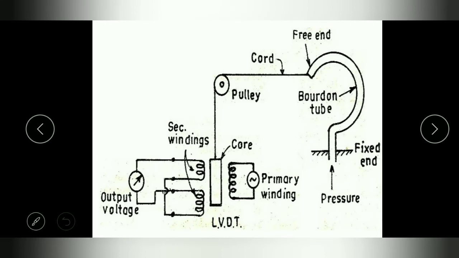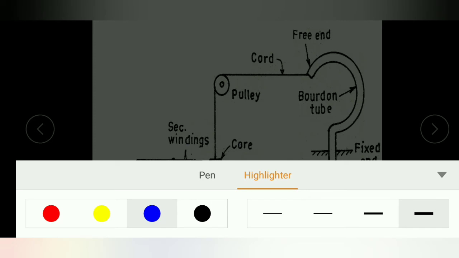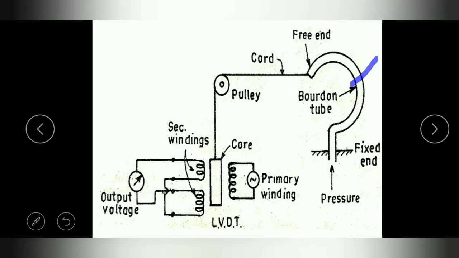You can see we have a Bourdon tube, just shown here. This is the Bourdon tube. So pressure is applied on the fixed end of the Bourdon tube. Depending upon the pressure, the free end of the Bourdon tube will have some deflection.